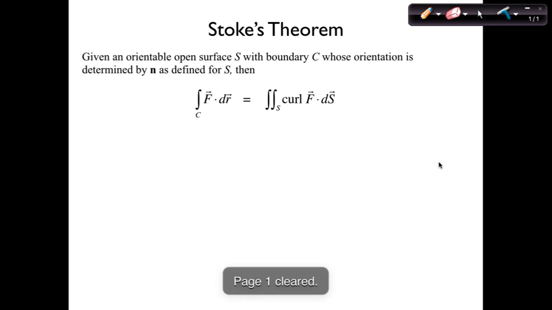So that leads us to Stokes' theorem. If you have an orientable open surface S with a boundary C whose orientation is determined by n, as defined by S, then the flux of the curl through that surface is the same as the circulation around the boundary.